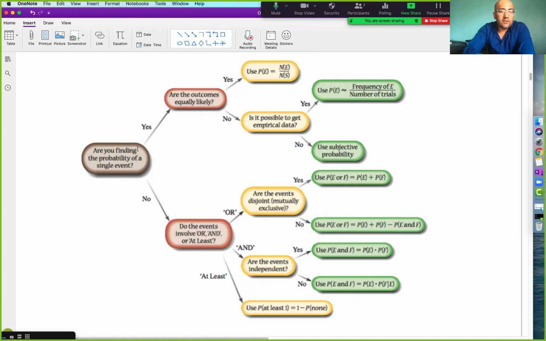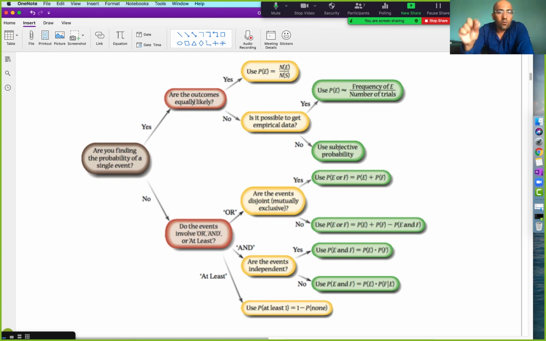Now, if we have one single event, where one ping pong ball is selected and we just want to know the probability that it's even, that's just one event. The next question is, are the outcomes equally likely? If they are, then we have a case of classical probability. The probability of event E equals the number of outcomes in event E divided by the number of outcomes in our sample space. So with 10 ping pong balls, we count how many outcomes are even and how many are possible, and then we divide.